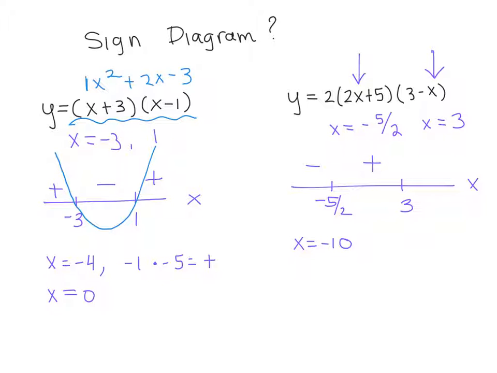And then what about x equals something greater than 3, so positive 10. That gives us 2 times some kind of positive number. 3 minus 10, that's a negative number, so this will be negative.